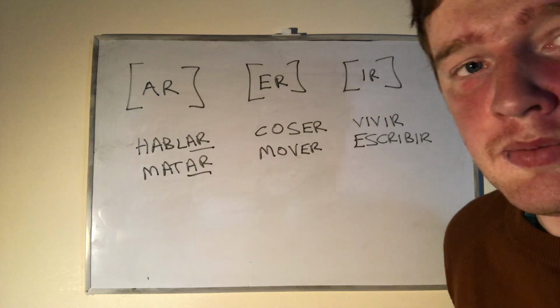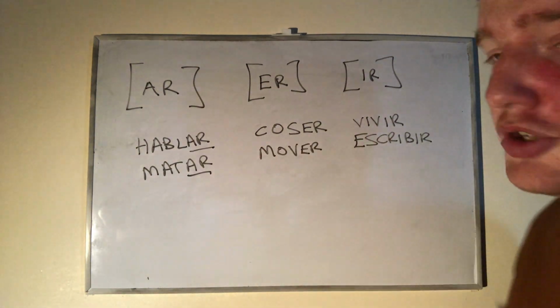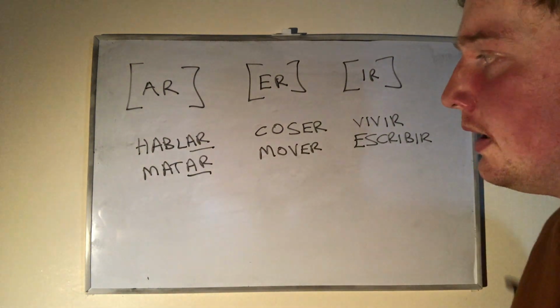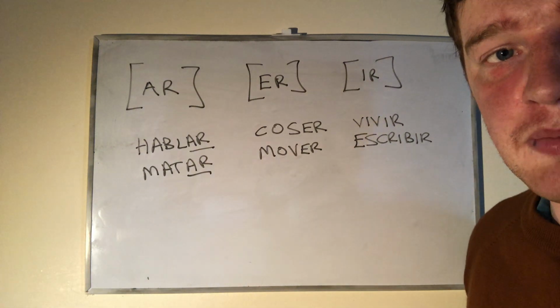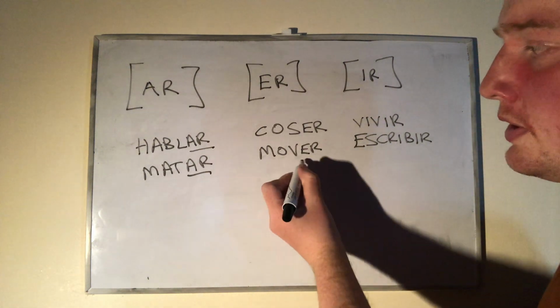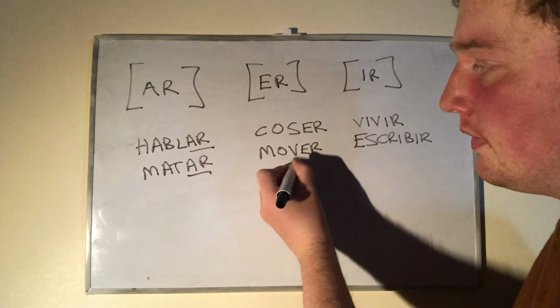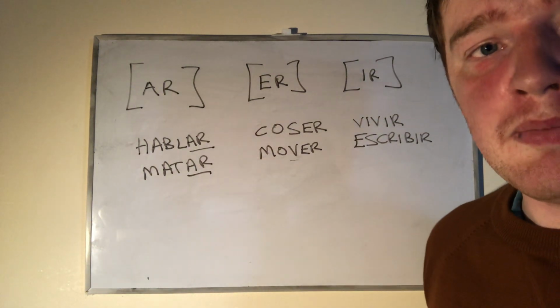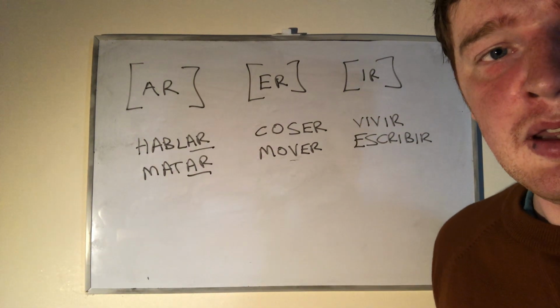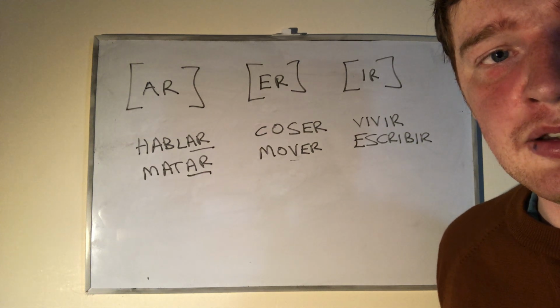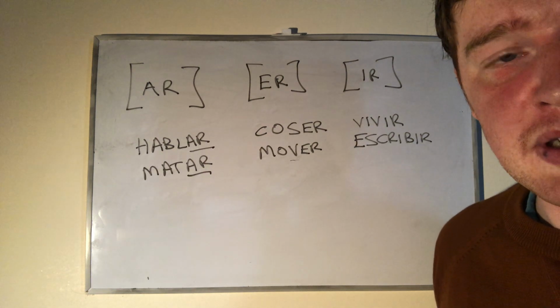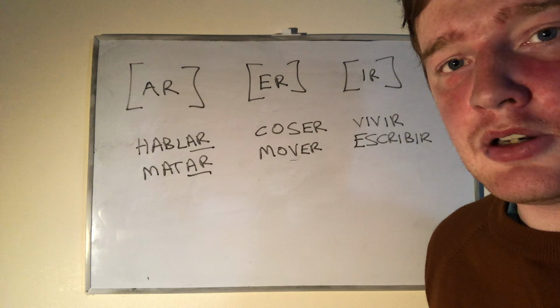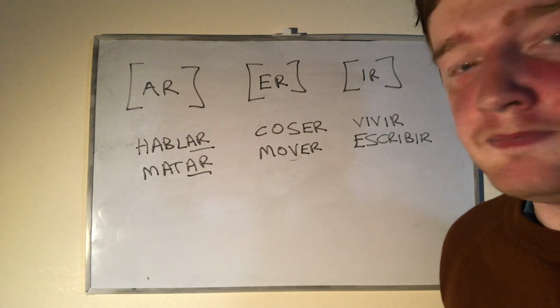For the ER verbs, we have the verb coser, which means to sew, or the verb mover, which means to move. Notice that in Spanish, the V is pronounced rather like a B. The V that we have in English, or that the sound rather, doesn't really exist in Spanish, or at least not in the same way.